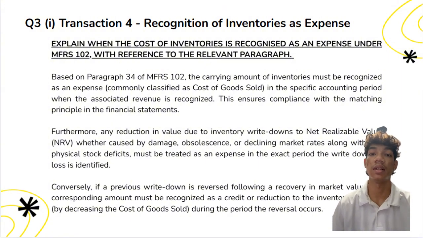Furthermore, any reduction in value due to inventory write-downs to net realizable value (NRV), whether caused by damage, obsolescence, or declining market rates, along with any physical stock deficits, must be treated as an expense in the exact period the write-down or loss is identified. Conversely, if a previous write-down is reversed following a recovery in market value, the corresponding amount must be recognized as a credit or reduction to the inventory expense by decreasing the cost of goods sold during the period the reversal occurs.